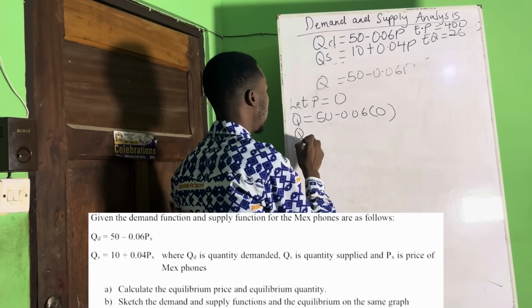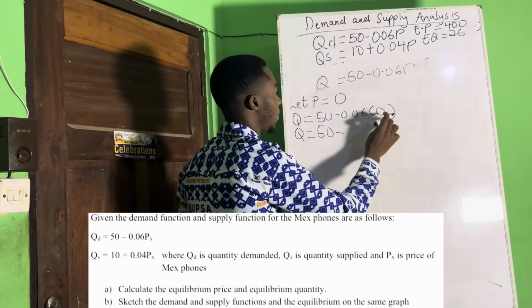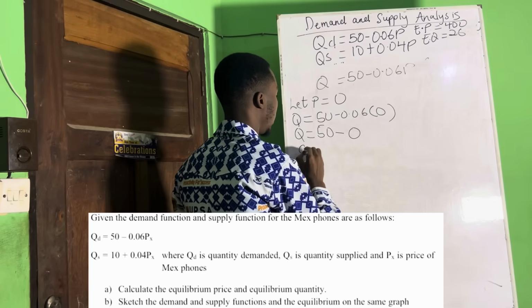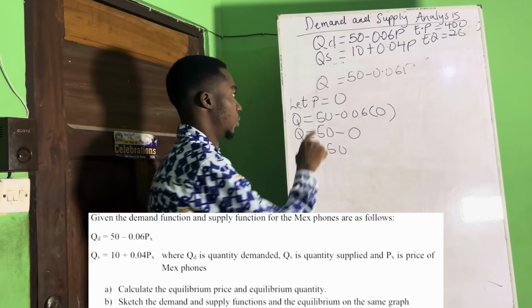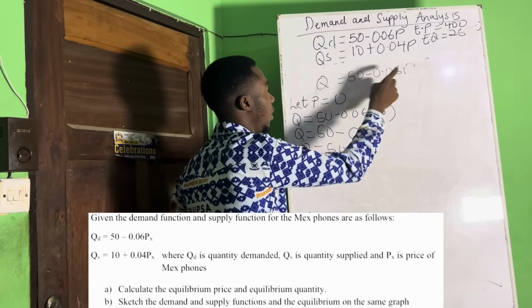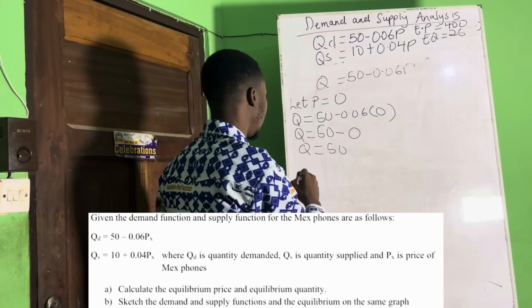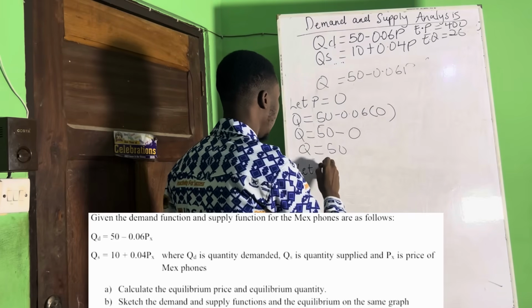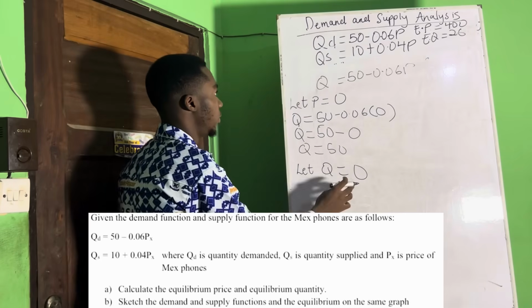Then it means Q is equal to 50 minus 0.06 times 0, which is 0. Therefore, Q is equal to 50. So now we made P 0. There are two variables, Q and P. We made P 0, so we also have to make Q 0. So we say, let Q be equal to 0. You get it? Let Q be equal to 0.